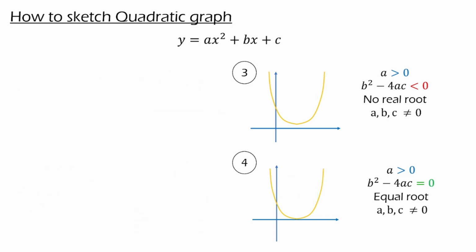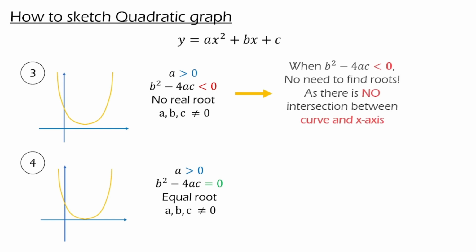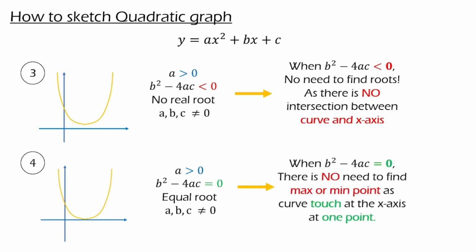Before moving on to the exercise, let's list down what we have learned on sketching the third and the fourth graph. For the third graph, we know that when our b squared minus 4ac is less than 0, there is no need to find roots because our curve does not intersect the x-axis at all. For the fourth graph, when our b squared minus 4ac equal to 0, we do not need to find any maximum or minimum point because the maximum or minimum point is already our root.